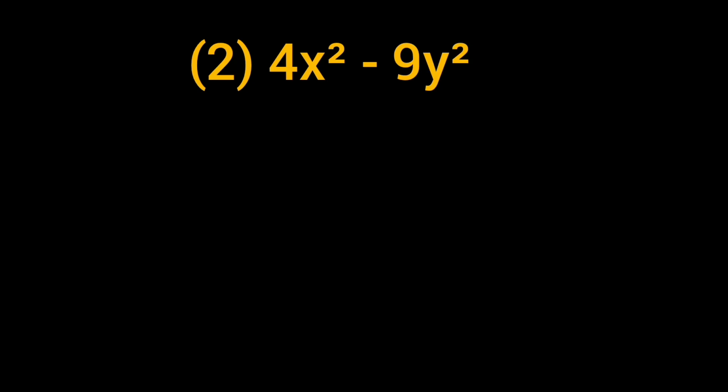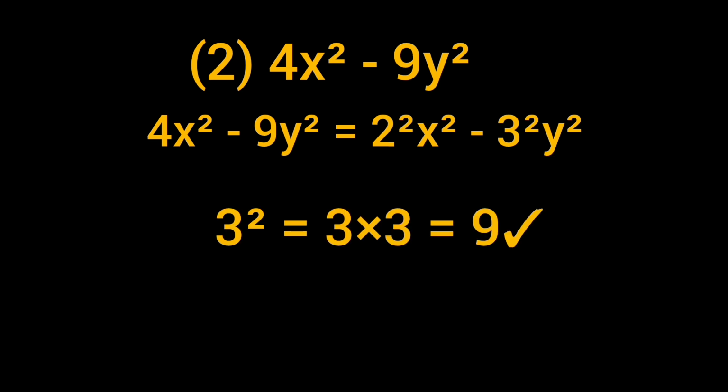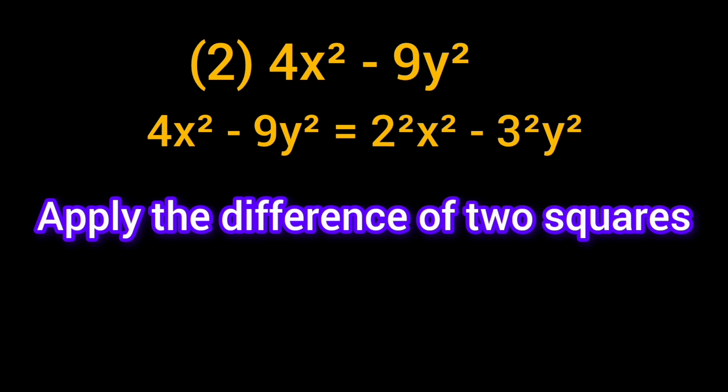We are given 4x squared minus 9y squared. We can rewrite this expression as 2 raised to power 2 x squared, because 2 raised to power 2 gives us 4, minus 3 raised to power 2 y squared, because 3 raised to power 2 still means 3 times 3. Then you can see both of them are squares, and there's a minus in between them. We apply the difference of two squares.